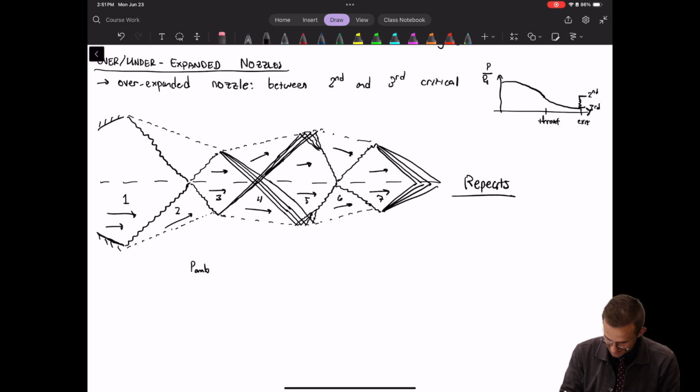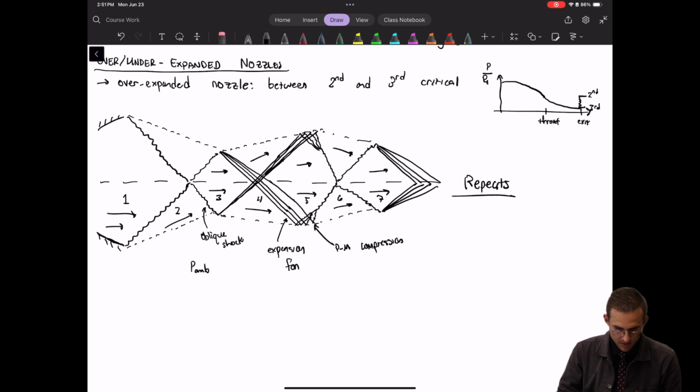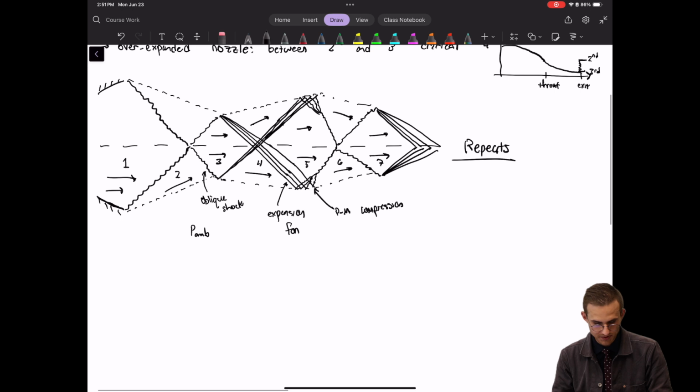So this thing here, this is the expansion fan. Just make sure everything is labeled here. And then this is a Prandtl-Meyer compression that coalesces to an oblique shock. These guys are just straightforward oblique shocks. Okay. And like I said, this process repeats, and you might be familiar with the structure here.